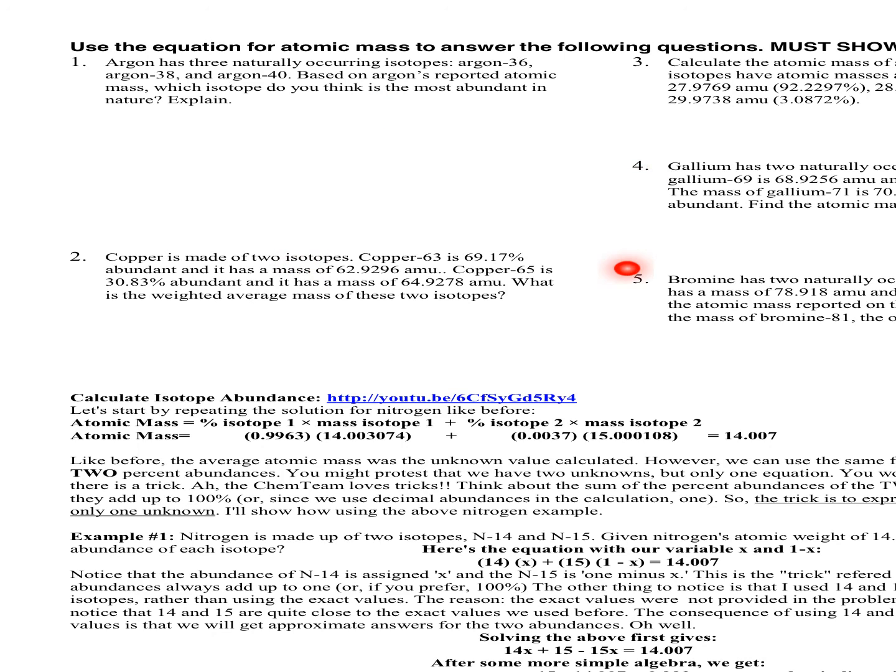For the other 4 problems, you need to be able to calculate that average atomic mass. You can check your answer in the back of the book. Make sure you show your work. You get 0 credit if no work is shown.